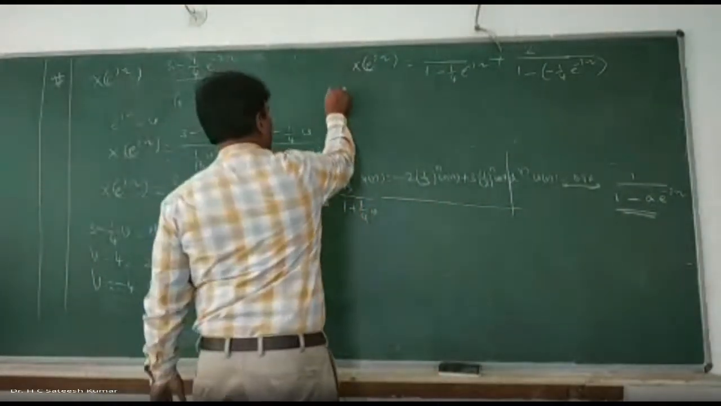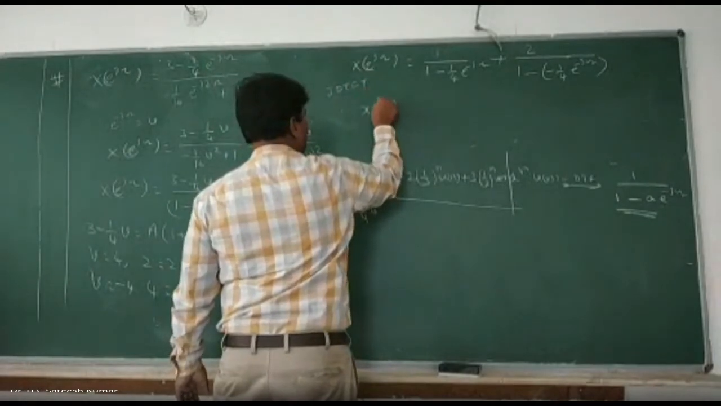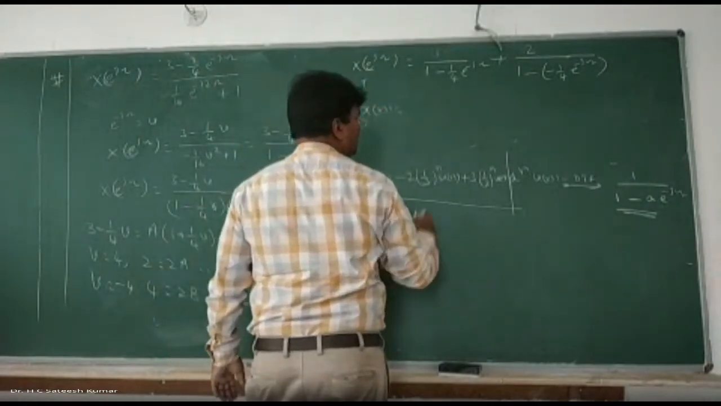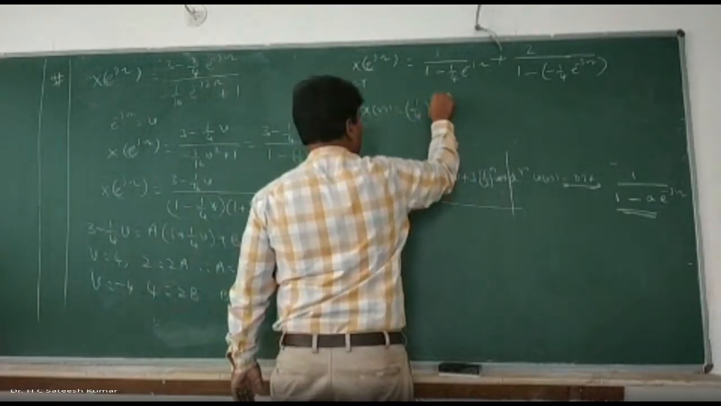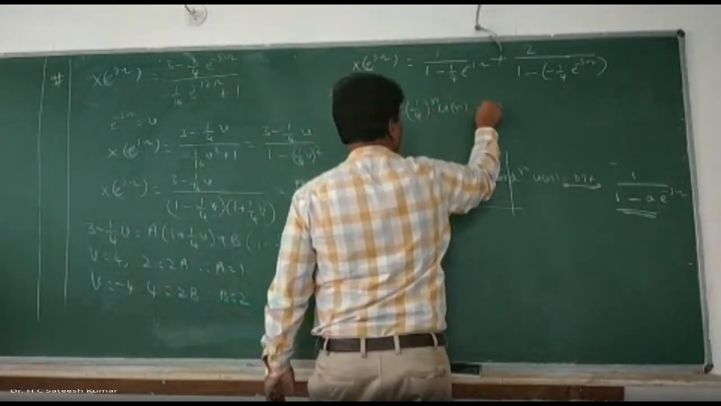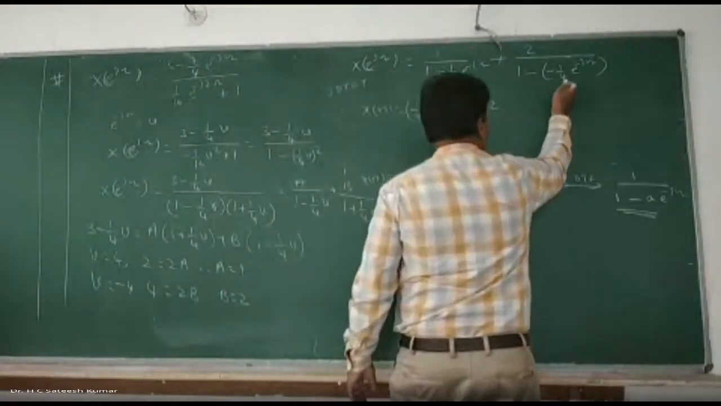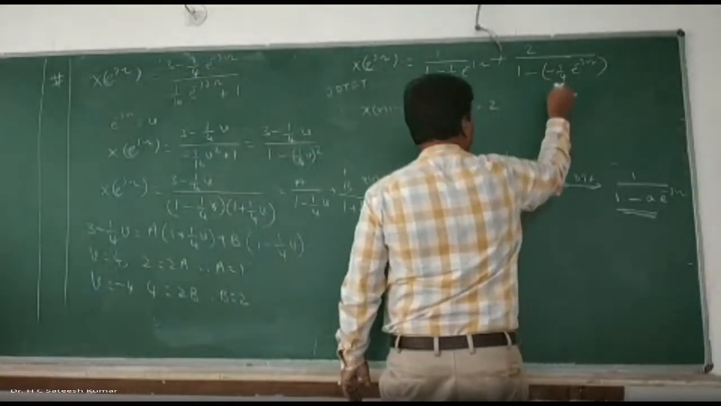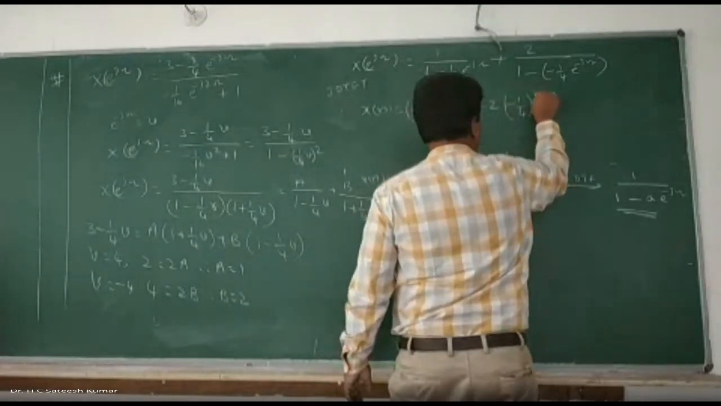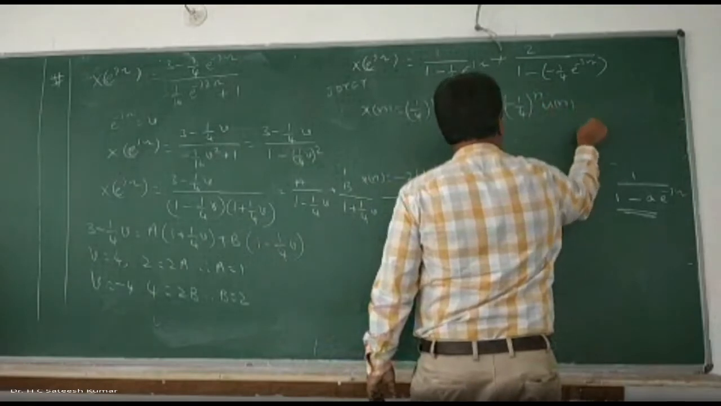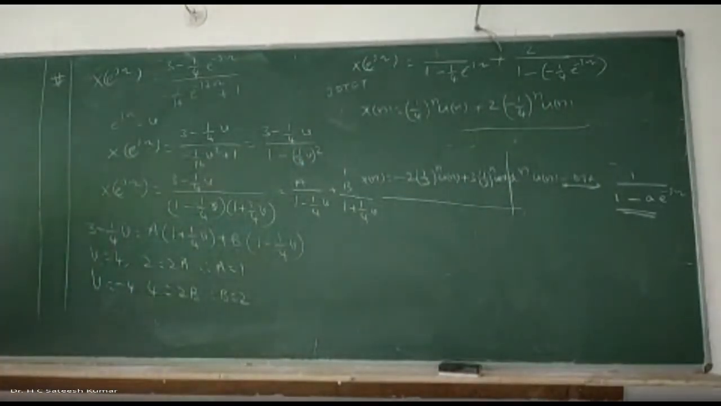So take the inverse DTFT, x of n is equal to, this is nothing but a power n into u of n. 1 by 4 to the power of n into u of n plus 2, 2 is constant, and a is what? a is minus 1 by 4. So minus 1 by 4 to the power of n into u of n. That's how we should do inverse DTFT.